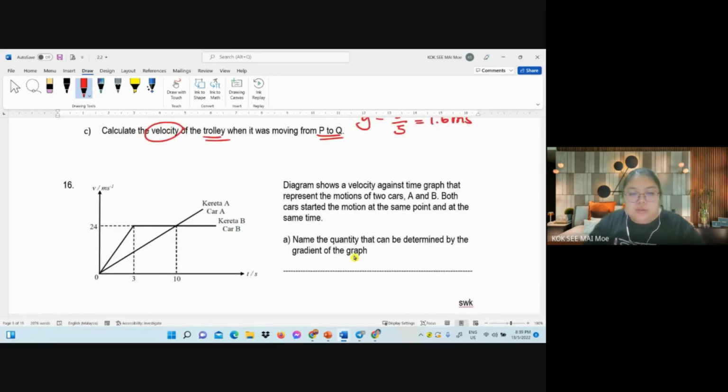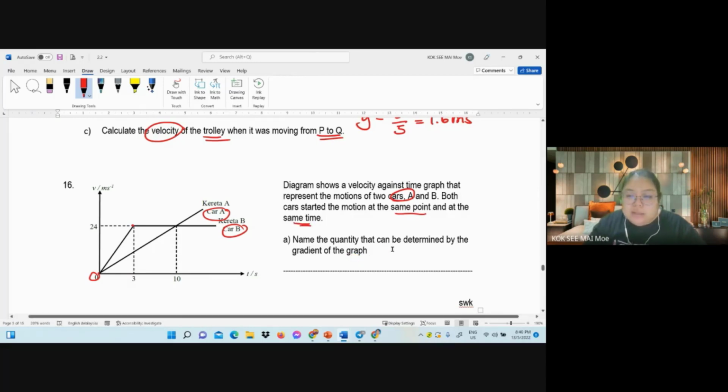Okay, 16, we've got two cars, car A and car B. Car A is straight, from 0 straight up. Car B goes from 0 to 3 first, after that constant until the end. So this is what we can see from the graph. Both cars start from motion at the same point and at the same time. So name the quantity that can be determined by the gradient of the graph.